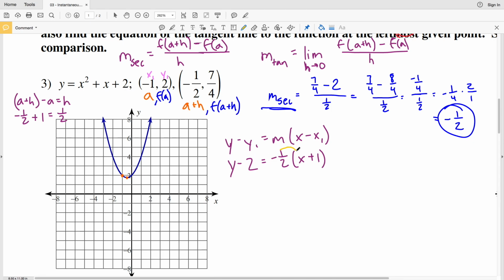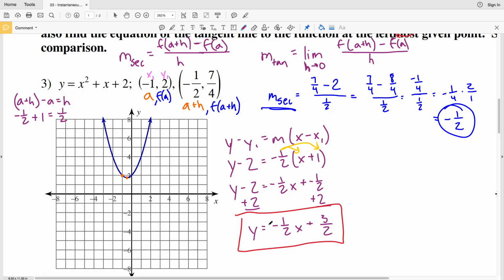Now I'll need to distribute that negative 1/2 to the x and to the 1. So we'll have y minus 2 equal to negative 1/2 x plus negative 1/2. And now I'm going to be adding 2 to both sides in order to isolate that y. So y equals negative 1/2 x plus negative 1/2 plus 2 is a positive 3/2. So y equals negative 1/2 x plus 3/2 is the equation for my secant line.